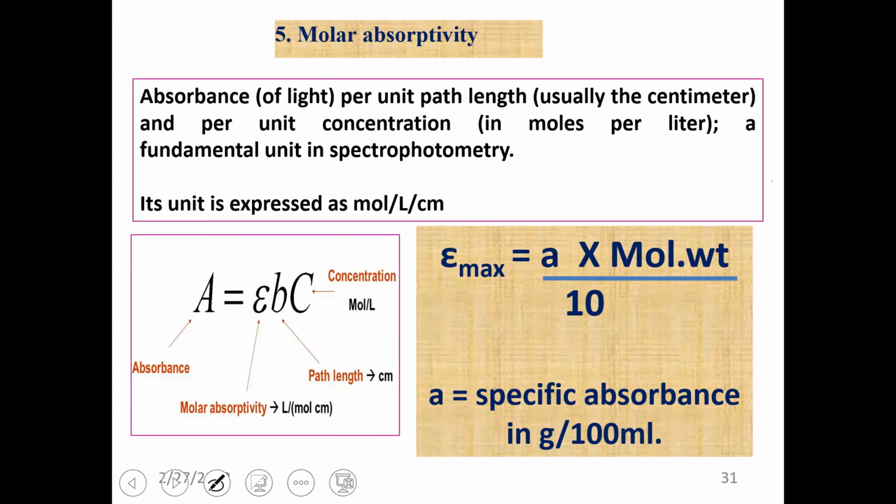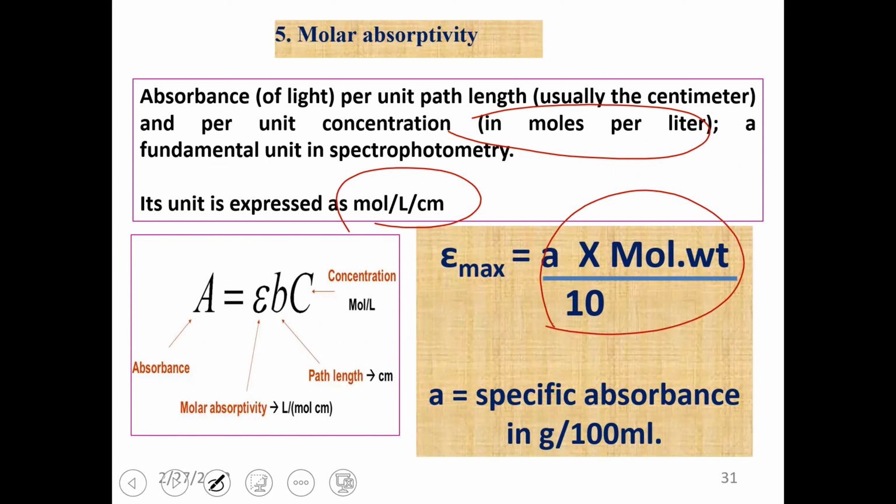And the next one is molar absorptivity. Here the difference is you're going to measure the absorbance for a 1 molar solution. In the previous case, it is 1 gram or 1%, right? And here it is a 1 molar solution, unit concentration, in 1 centimeter. So the unit is liters per mole per centimeter. And this is the formula by which you can calculate molar absorptivity. Small a is nothing but the specific absorbance we discussed in the previous slide, and you need the molecular weight of the compound to calculate epsilon max, divided by 10.